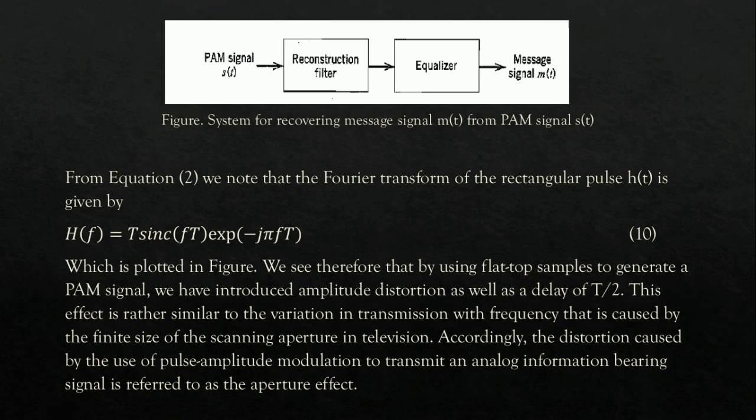From equation 2, we note that the Fourier transform of the rectangular pulse h of t is given by capital H of f equal to T sinc of f T exponential minus j pi f T, which is plotted in the figure. We see therefore that by using flat top samples to generate a PAM signal, we have introduced amplitude distortion as well as a delay of T by 2. This effect is rather similar to the variation in transmission with frequency that is caused by the finite size of the scanning aperture in television. Accordingly, the distortion caused by the use of pulse amplitude modulation to transmit an analog information bearing signal is referred to as the aperture effect.